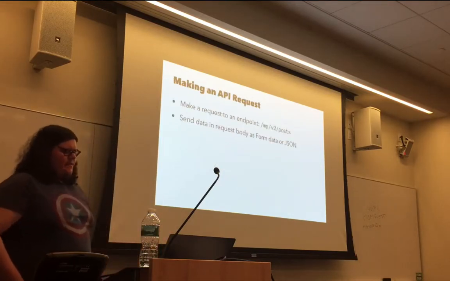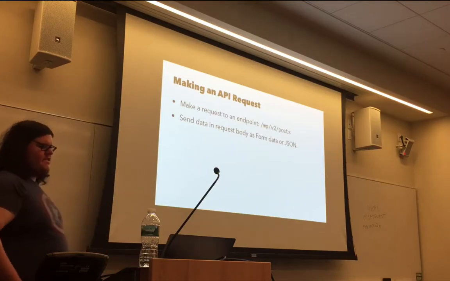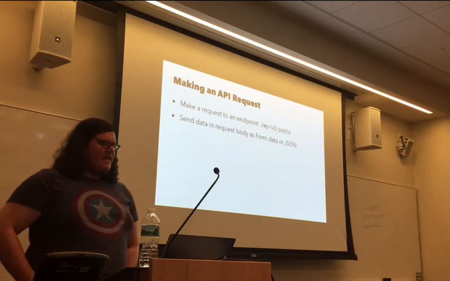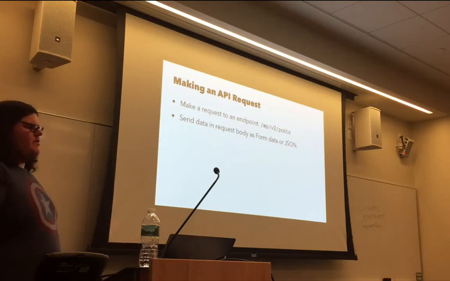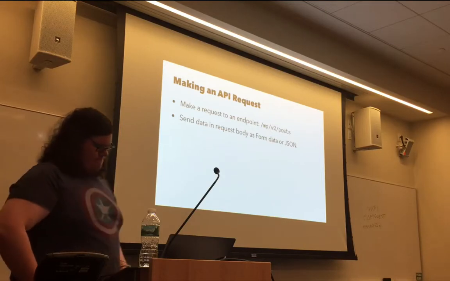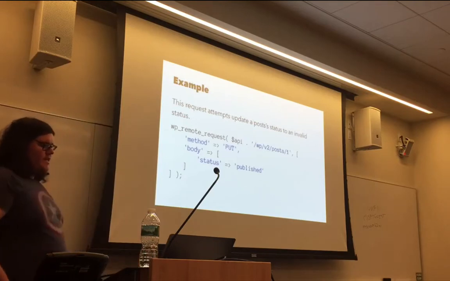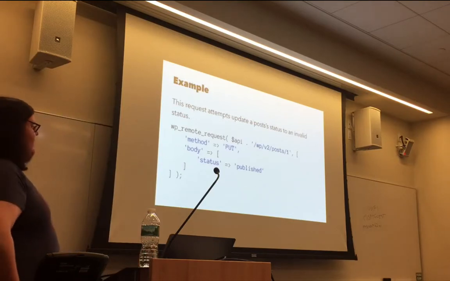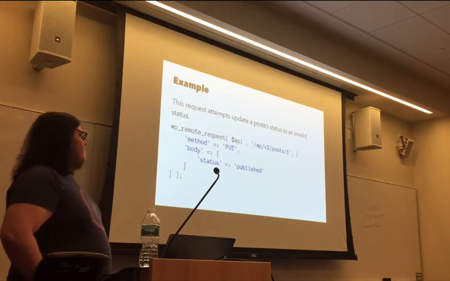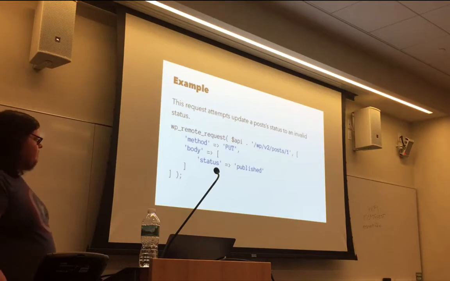So what would making an API request look like? Well, we would make a request to an endpoint, wp/v2/posts, and we can send data as either a request body as form data. This would be what you're getting if you have an HTML form, or as JSON. So you can see an example here. We're trying to update a post. You can see that based on the fact that we have the method parameter PUT, and that we're contacting a single post endpoint, wp/v2/posts/1, where 1 is referring to the post ID.